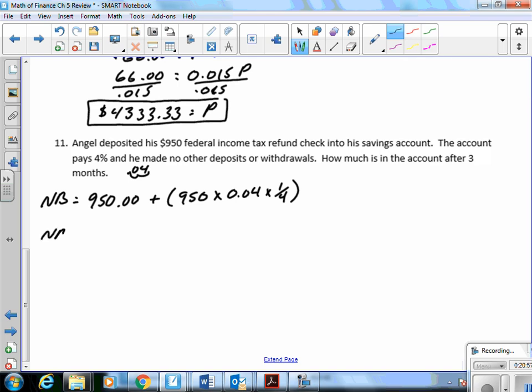So the new balance in the account is going to be 950 plus 950 times 0.04 times 1/4. Actually, multiply that out. So the new balance in the account is $950 plus $9.50, I should say. So $959.50.